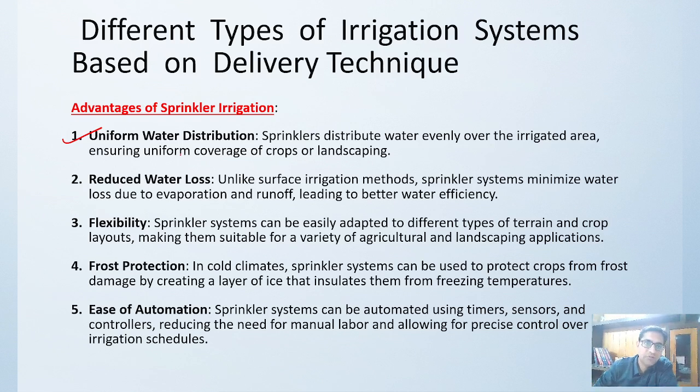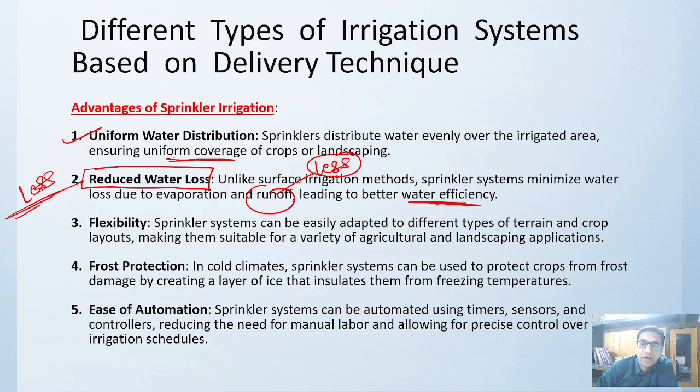So uniform coverage will happen. Water loss will be reduced because we will be utilizing very little water. Okay, if we compare with surface irrigation or any other irrigation, it will prevent a lot of evaporation. There will be no runoff, or there will be very little runoff.